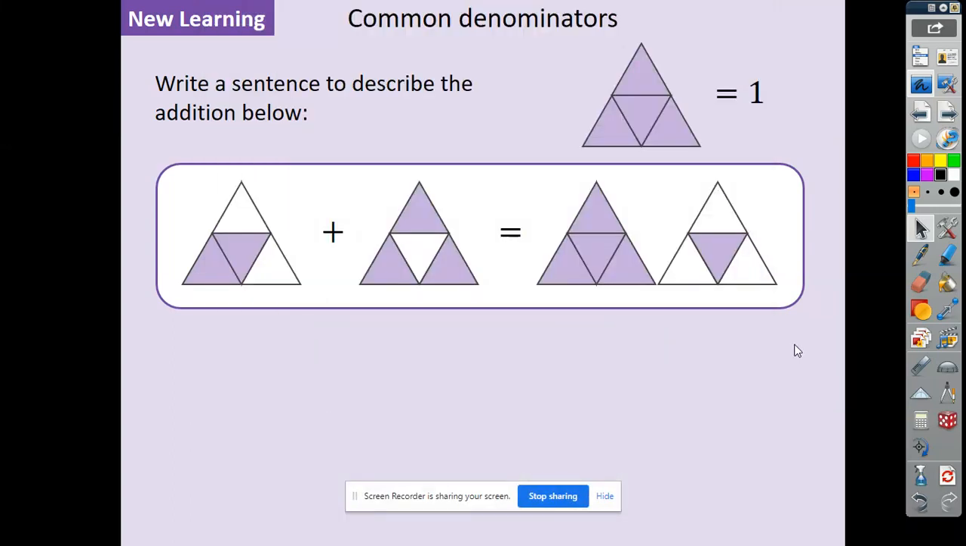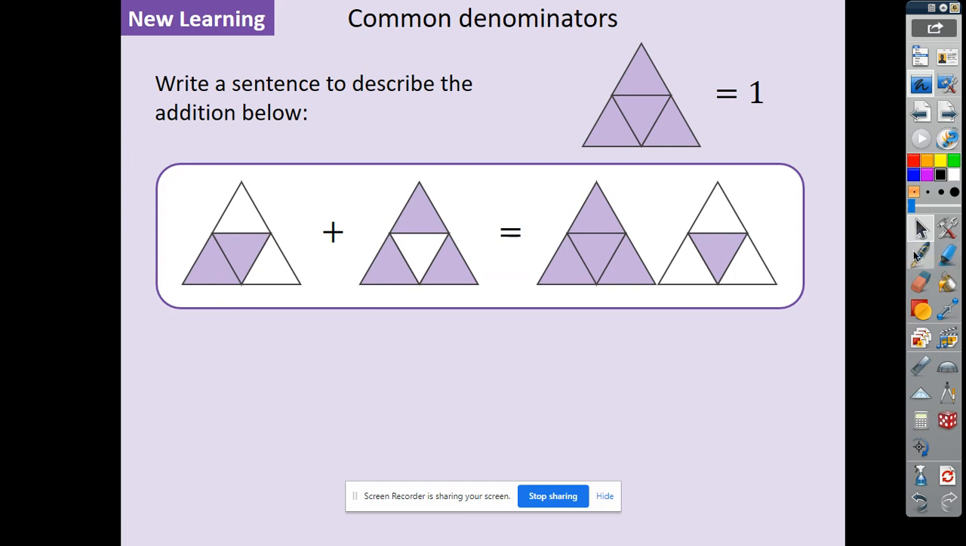We're going to be having a look at adding and subtracting fractions today. To start with, we're going to have a look at when we have common denominators. Now, remember what I mean by denominators? We're looking at how many parts the shape has been split into.